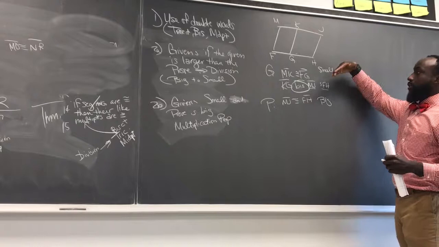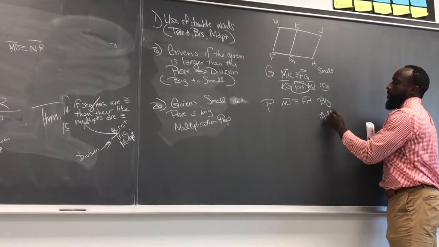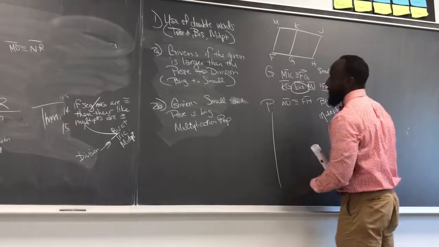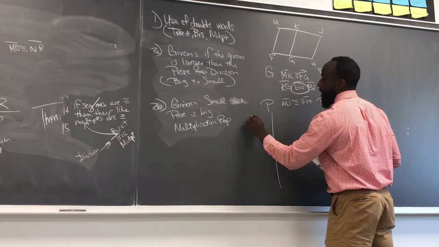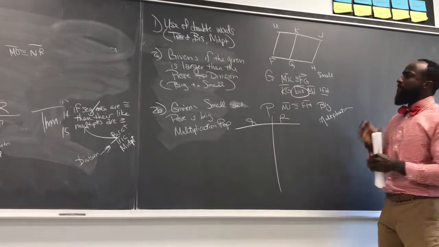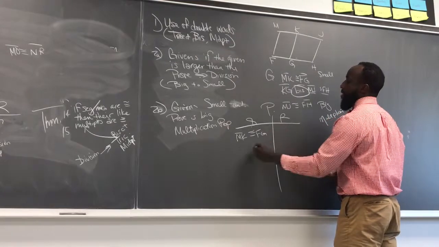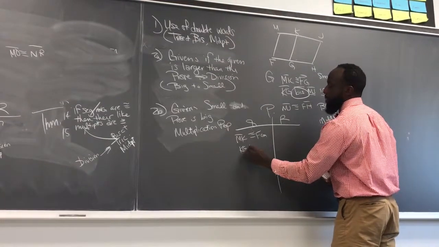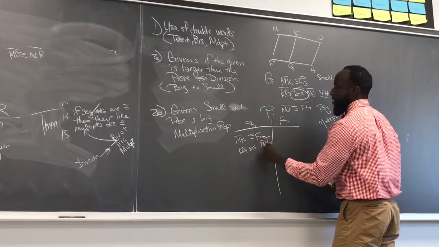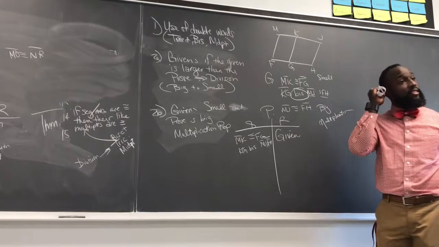All right, buddy. So, small to big. What's that going to be? Multiplication. All right, so let's write this proof out. Statement, reason. What's our first statement? MK is congruent to FG. Then we're going to say KG bisects MJ and FH. Given information. Do we need any more information?